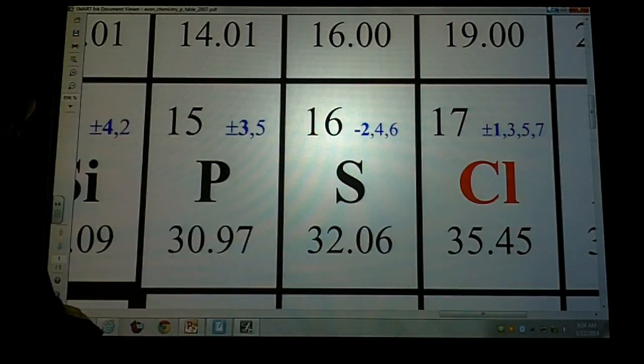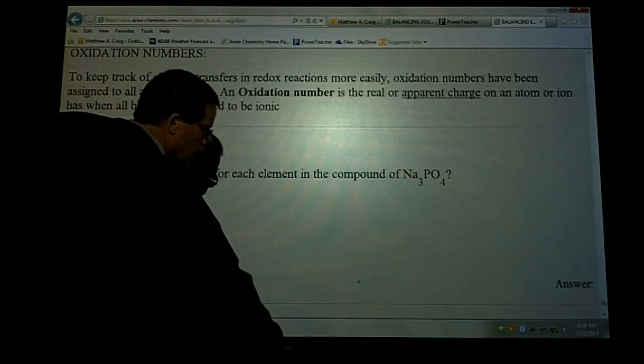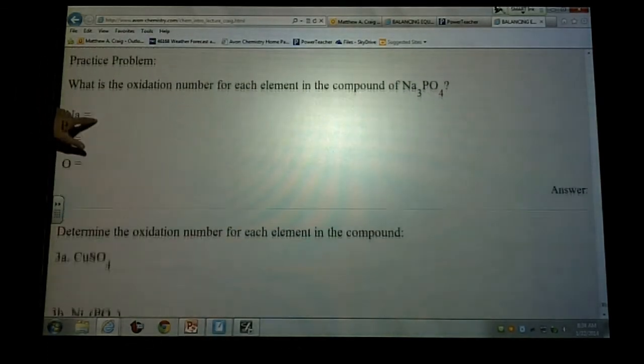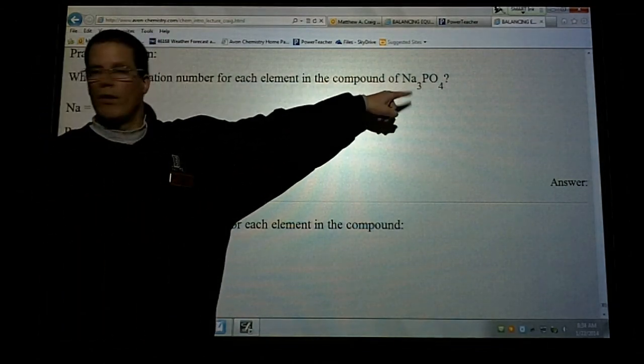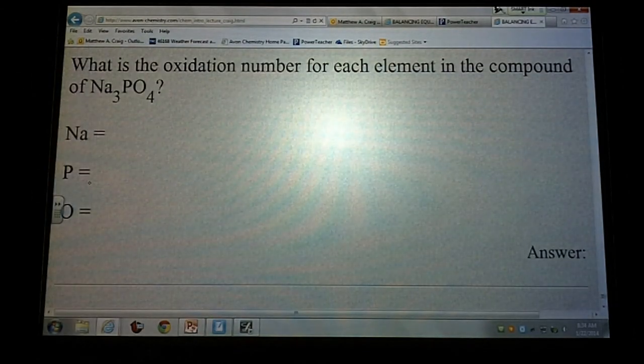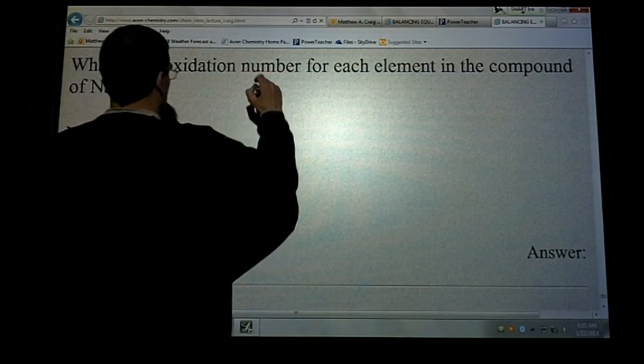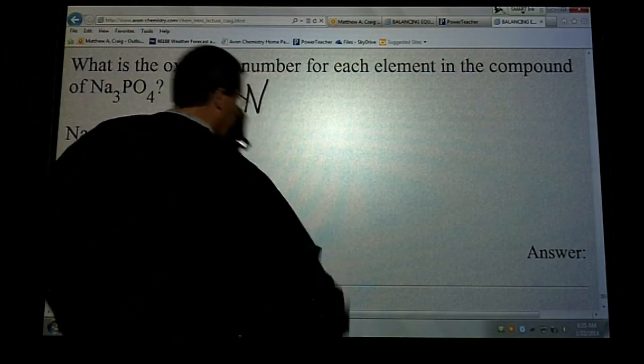So here's a neat way to determine the oxidation number. Here I have a compound of sodium phosphate. Let me blow it up. It's sodium phosphate. And I want to know, what is the oxidation number for the sodium, what is the oxidation number for the phosphorus, and the oxidation number for the oxygen. Here's how you do it. You have your compound. Oops, let's use a different color.